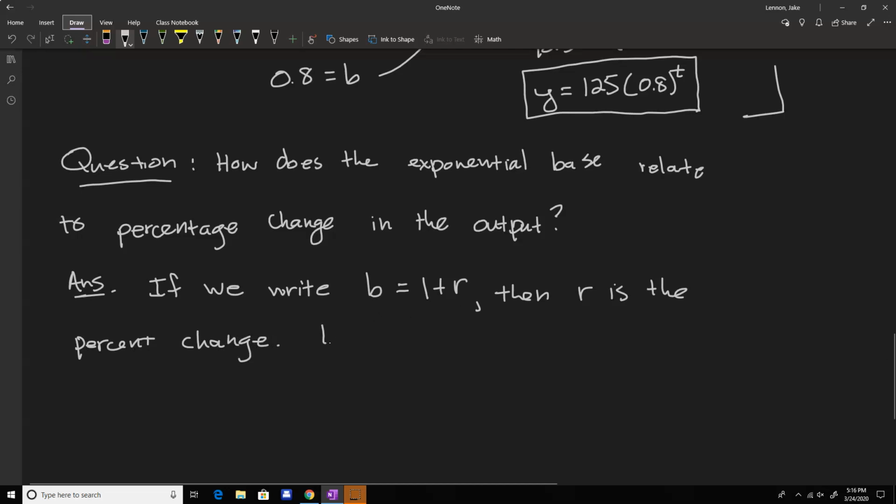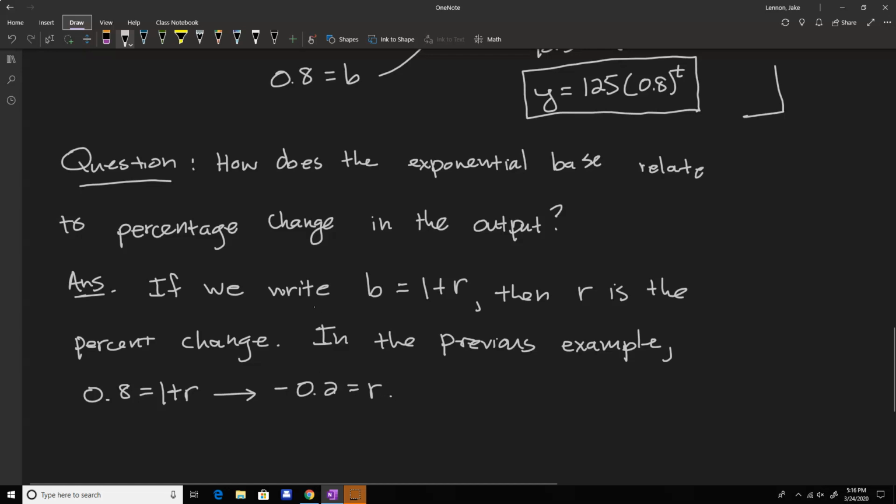So in the previous example, right above, our exponential is y equals 125 times 0.8 to the t, so we have 0.8 as our base. 0.8 would be equal to 1 plus r, and then you would solve that by subtracting 1 from both sides. So we would end up with negative 0.2 is equal to r. Now that's r as a decimal.